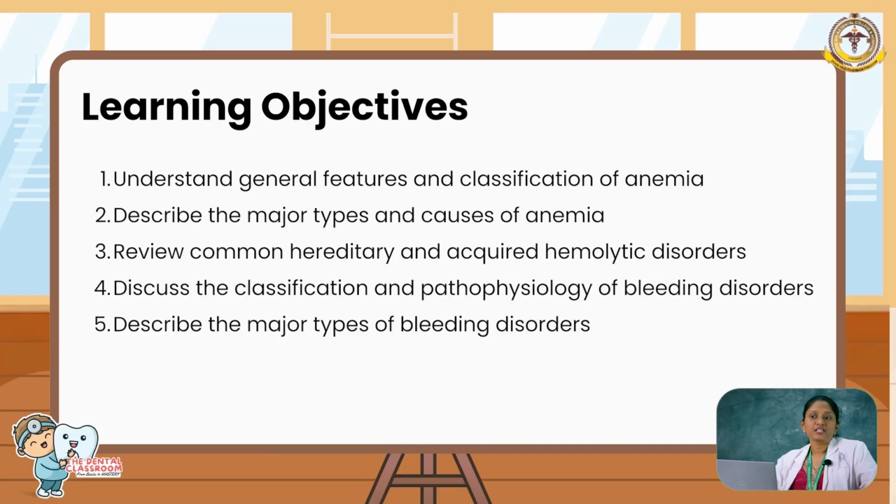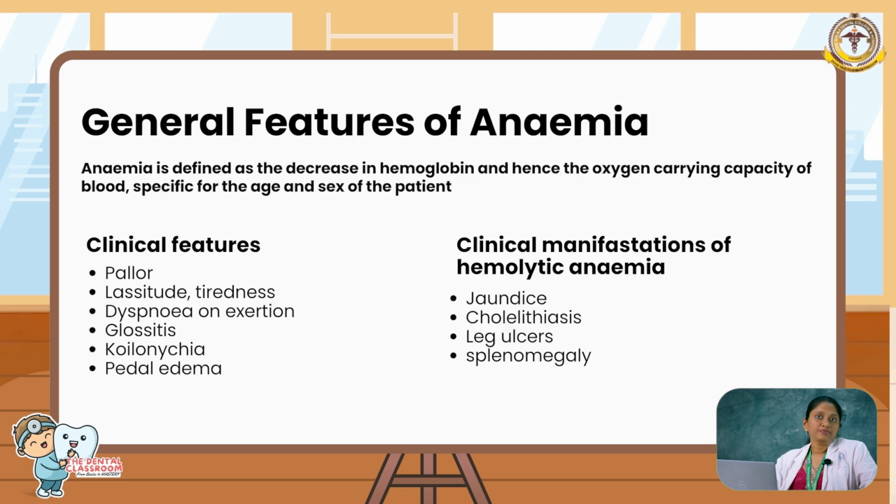So, the learning objectives of this session will be to understand the general features and classification of anemia, describe the major types and causes of anemia, and review the common hereditary and acquired hemolytic disorders. In addition, we will have a brief classification of bleeding disorders and discuss von Willebrand disease as well as bleeding disorders. So, let us go to the general features of anemia.